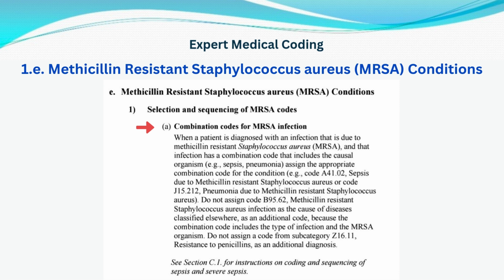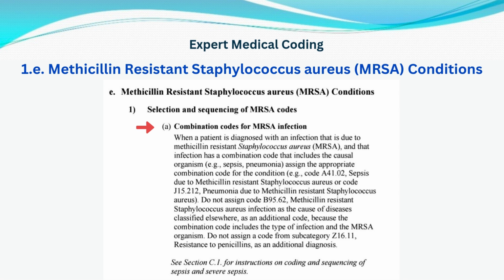Do not assign code B95.62 methicillin resistant Staphylococcus aureus infection as the cause of disease classified elsewhere as an additional code because the combination code includes the type of infection and the MRSA organism. Do not assign a code from subcategory Z16.11 resistance to penicillin as an additional diagnosis.